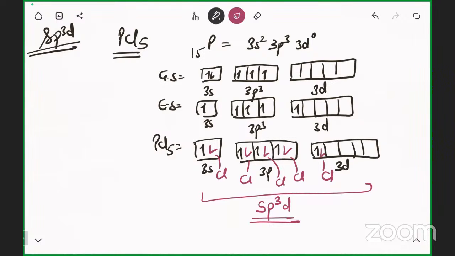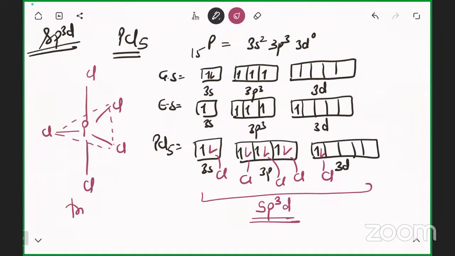Trigonal bipyramidal. See, phosphorus in the middle, Cl, Cl, Cl, okay, here Cl, here Cl. Okay, just remember the axial bonds are quite longer as compared to the equatorial bonds. So this structure is known as trigonal bipyramidal.